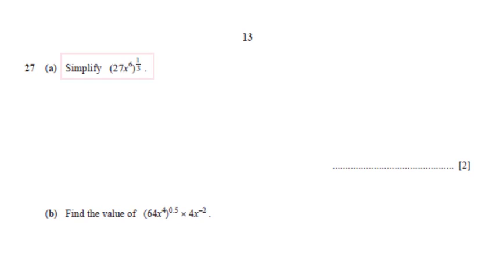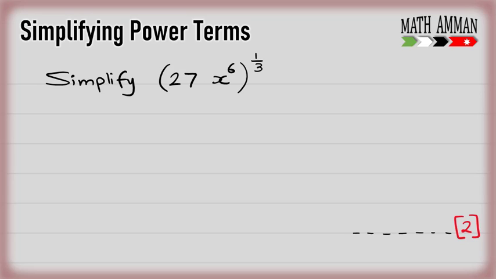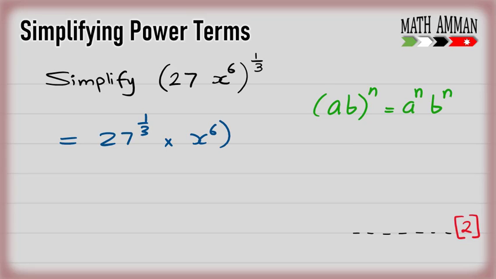Let's do another one. Here you need to simplify (27x to the power 6) all to the power 1/3. The index 1 over 3 can be distributed to 27 and x to the power 6 as per the multiplication rule: (a times b) all to the power n equals a to the power n times b to the power n. So we'll have 27 to the power 1/3 times (x to the power 6) all to the power 1/3. We can simplify this one using power of power as shown earlier. Indices multiplied, so x to the power 6 times 1/3, or x squared.